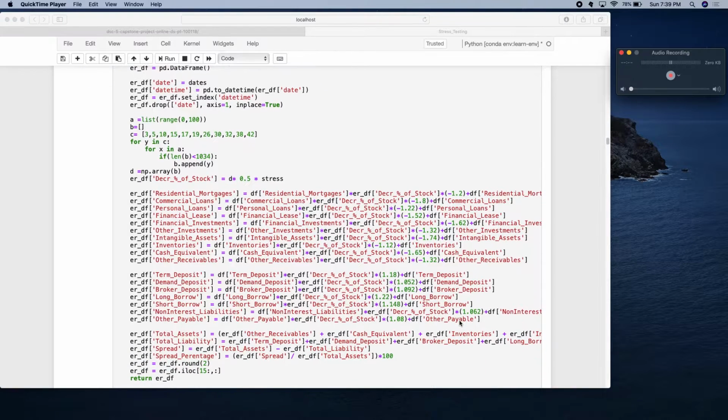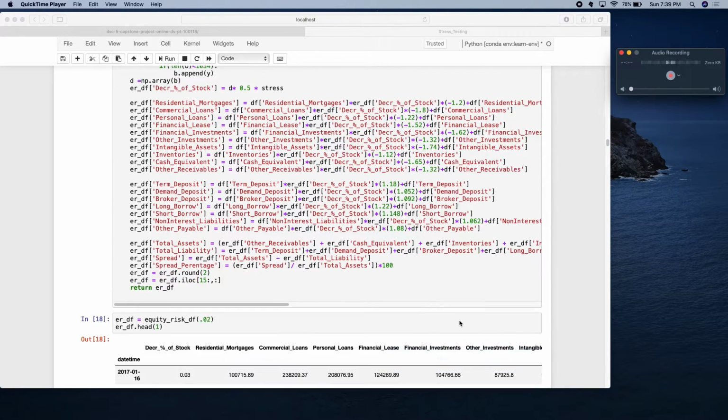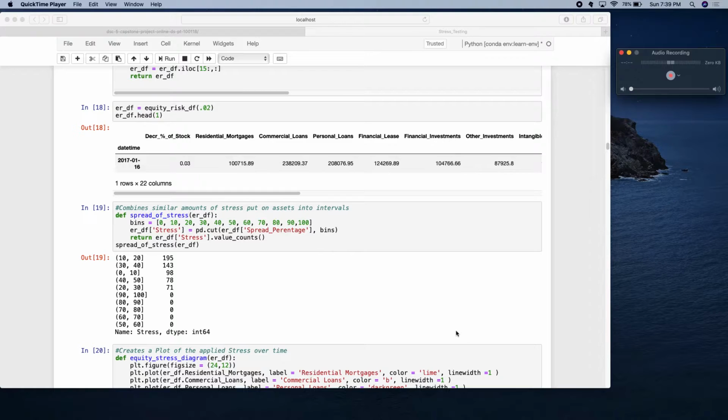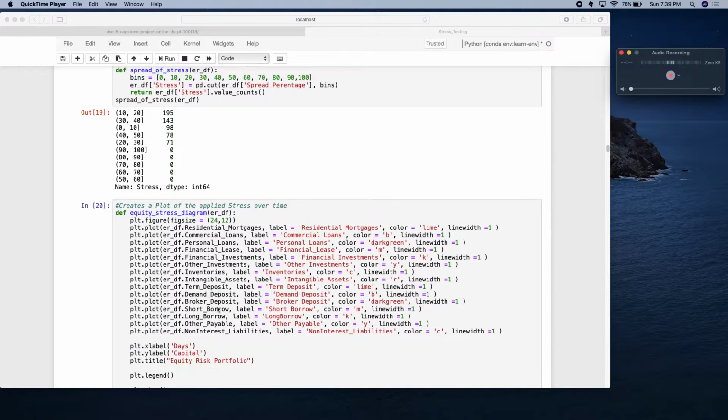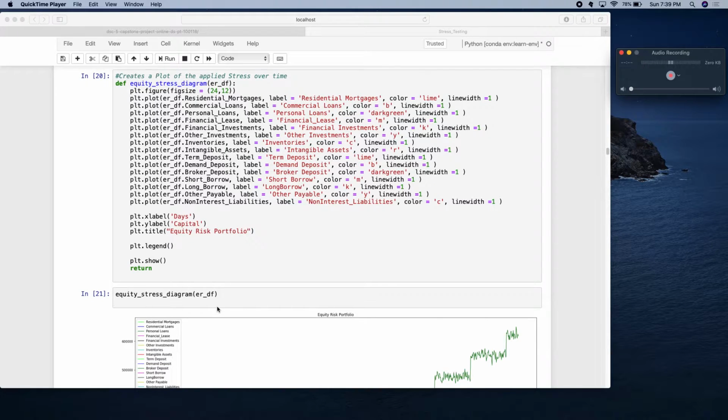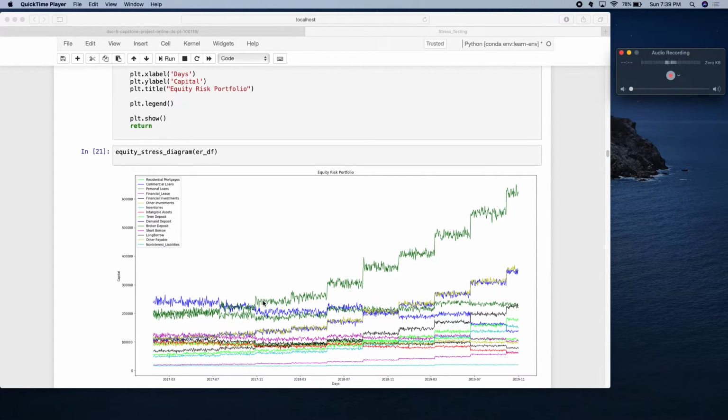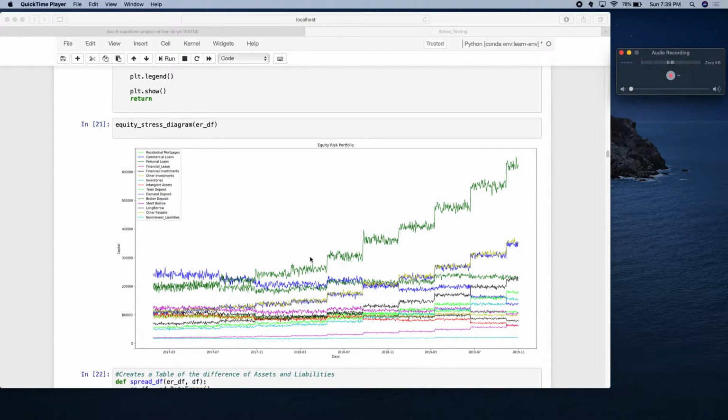More importantly, what this whole project is about is adding some stress to the system, and that's what this equity risk data frame is all about, because in times of changing stock prices or increased interest rates and all kinds of other uncertainties that the world has to offer, we need to have our assets being larger than our liabilities.